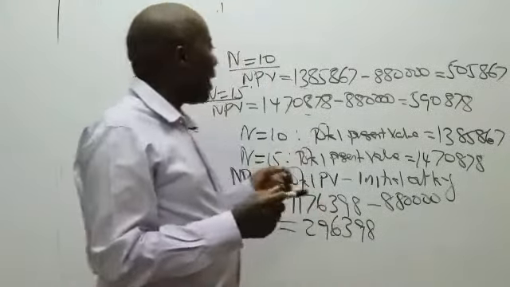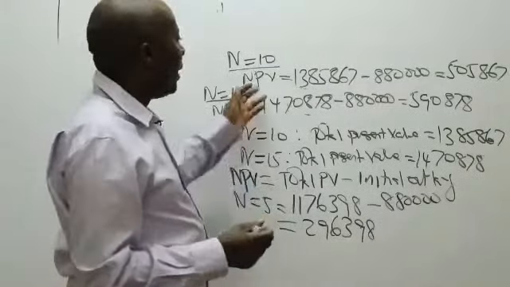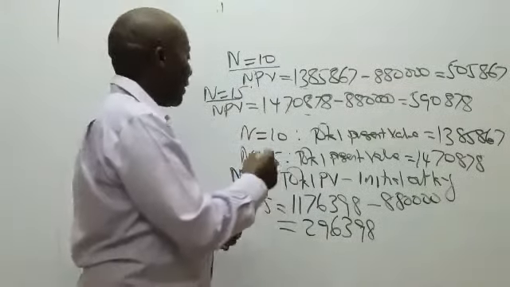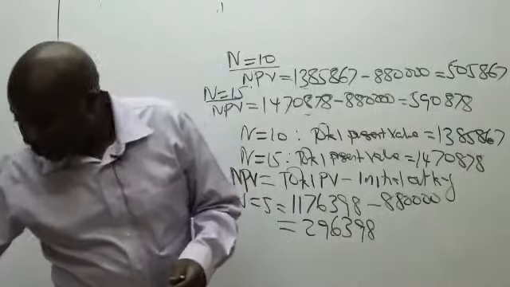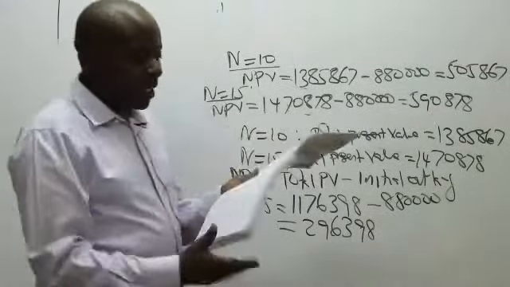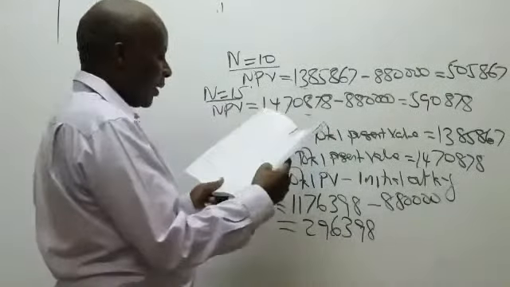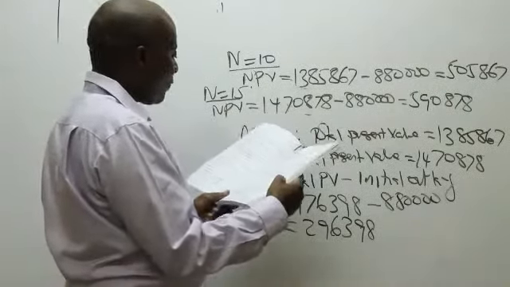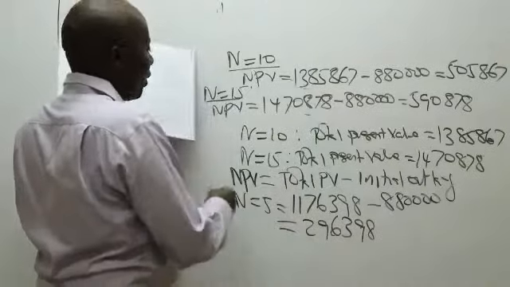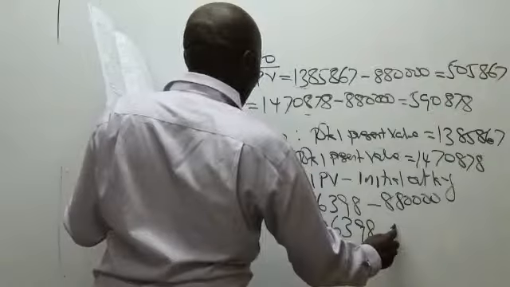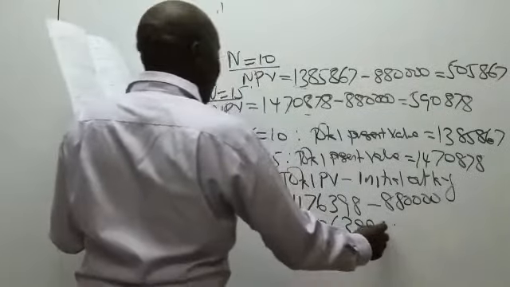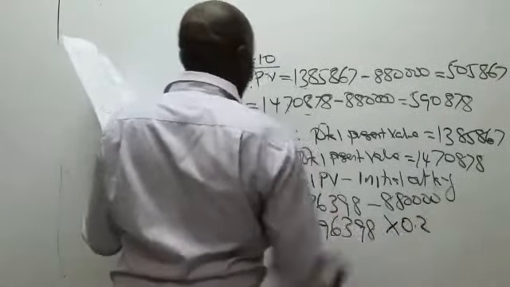We already have the probabilities. Remember, the probabilities have been given: when n is 5, the probability is 0.2. So I should come here and pick the NPV of 5 and multiply it with the probability.